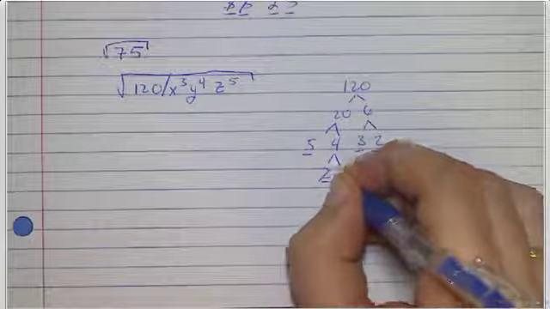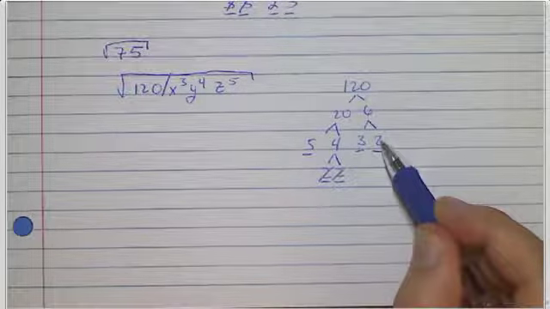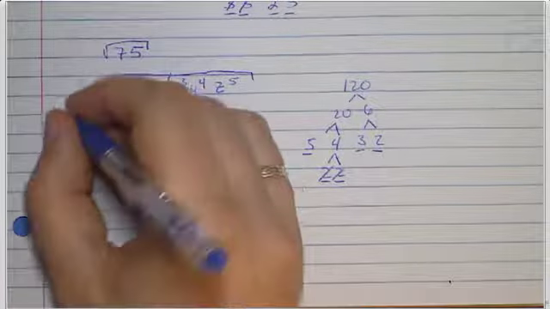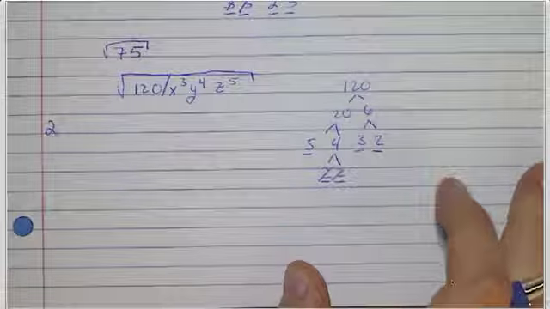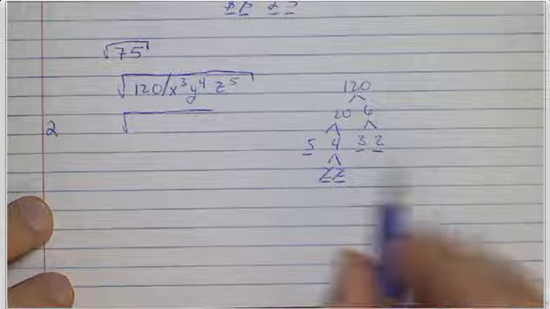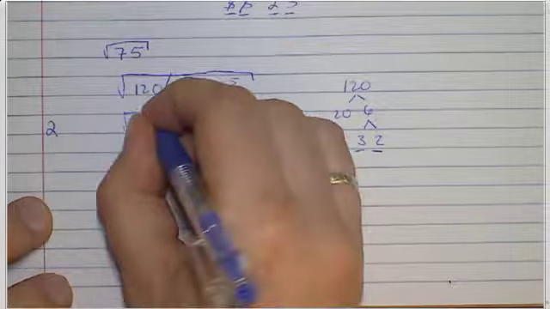So I'm going to cross out 2 of the 2s. Doesn't matter which 2 either. You could cross out this 2 and that 2. They don't have to be the 2s that are right next to each other. So I'm going to cross out 2 of the 2s and put 1 2 on the outside. Now on the inside of the square root, I'm going to have 5 times 3 times 2. So 5 times 3 times 2.